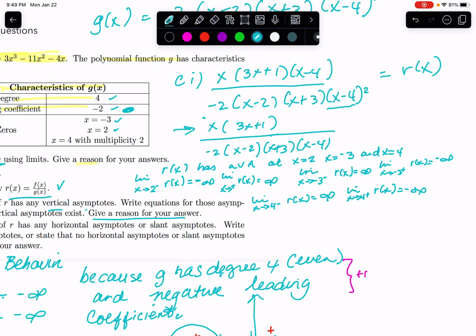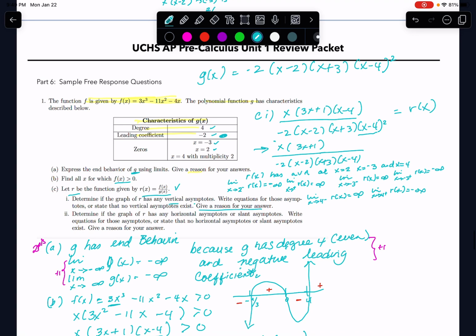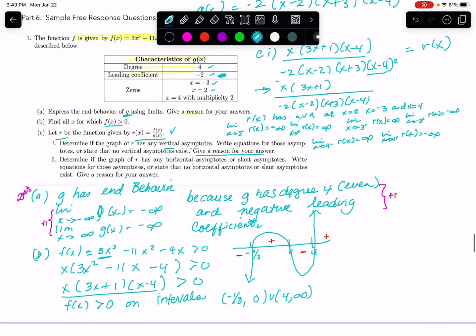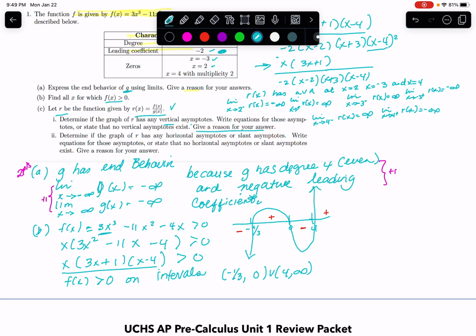Now that's just part I. And I really don't like that we don't have enough room to answer this. They'll give you a lot more room. They actually have a box for A, a box for B, and a box for C. But we're done with the first part of C, so we still have to do the second part of C. The second part says determine if the graph has any horizontal or slant asymptotes. Write equations for those asymptotes or state that there's no horizontal or slant asymptote.